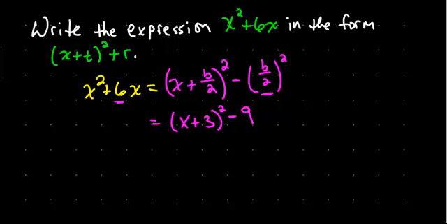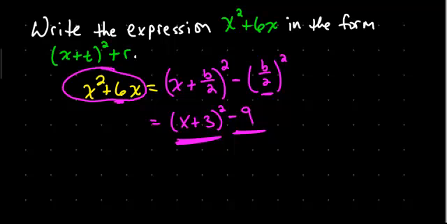So what this does is it takes x squared plus 6x, which is not a perfect square, and allows me to write it as a perfect square, x plus 3 squared. Then I have to account for the fact that it actually wasn't a perfect square in the first place. I actually had to add 9 to it, and so I have to subtract 9 on the end here. Okay. Let's do another one.